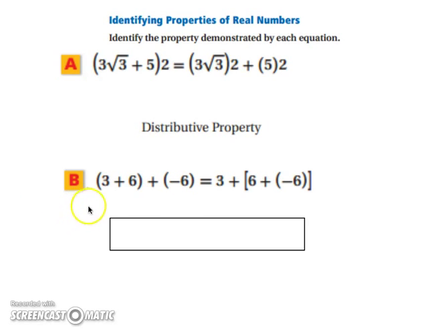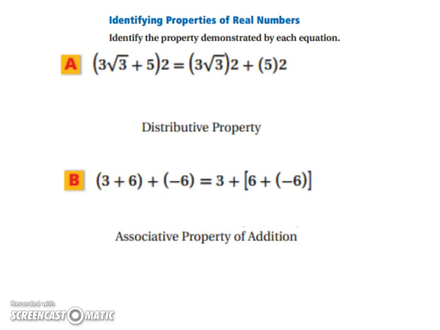All right, let's try the next one. We have the quantity 3 plus 6 plus negative 6 equals 3 plus the quantity of 6 plus negative 6. Well, you're changing the way things are grouped, so it's the associative property, in this case addition, because you're adding. It would be the property of multiplication if you were multiplying.